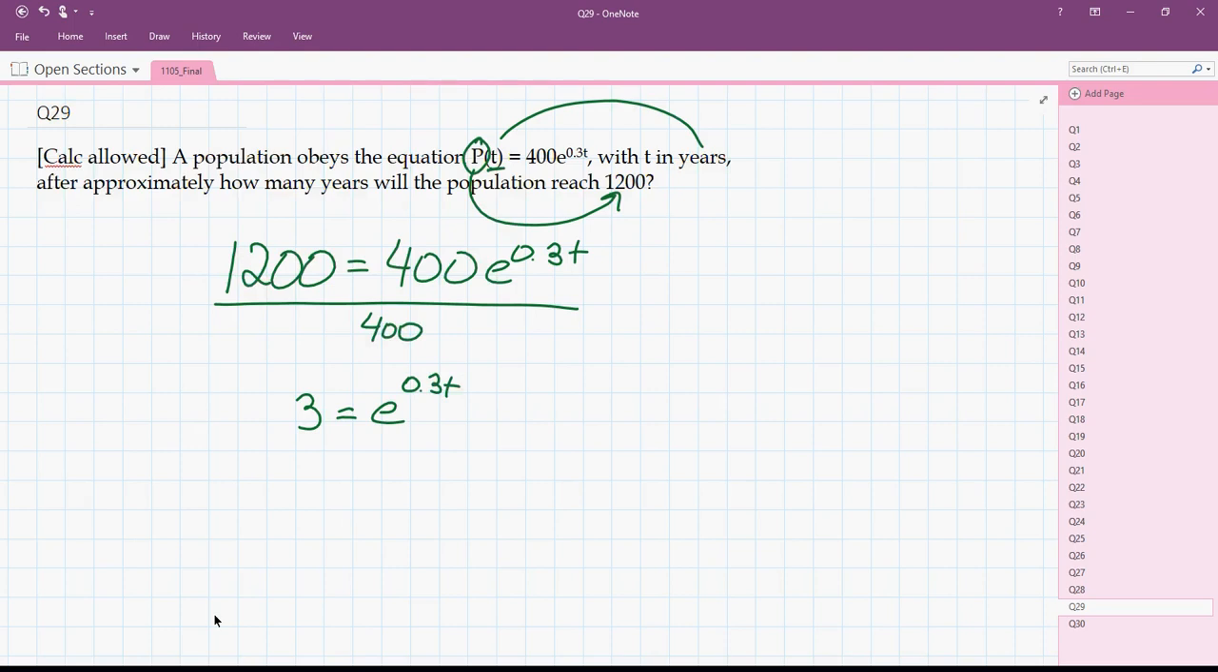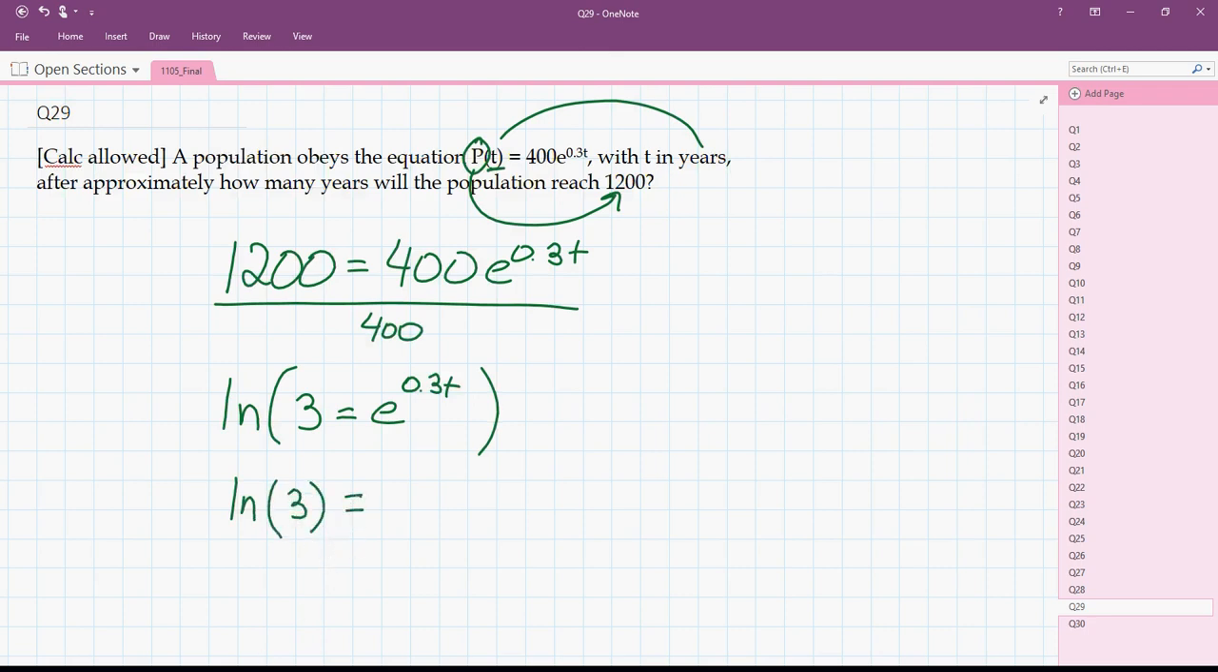Now what I want to do is somehow bring down the 0.3t. Just like when you have addition, you subtract, and when you have multiplication, you divide. They're kind of inverses of each other. What the inverse winds up being of exponentiation is logarithms. So you have logarithms and exponents. So what we're going to do is just take the logarithm of both sides. On the left side, we just get ln of 3, which is what you use your calculator for.